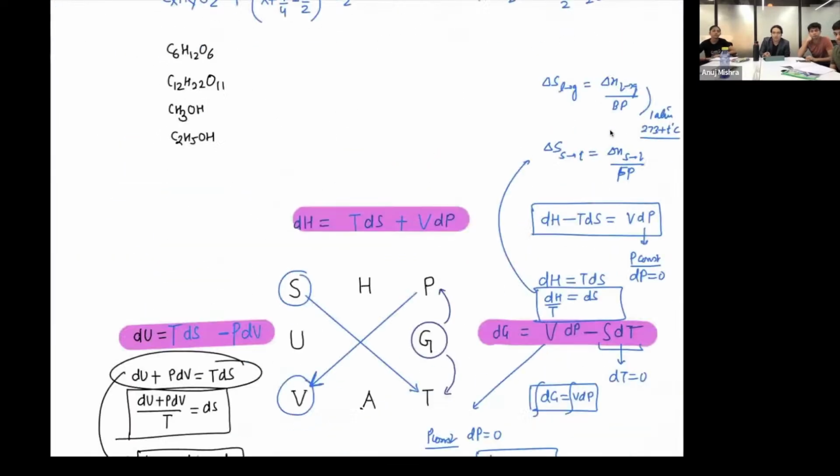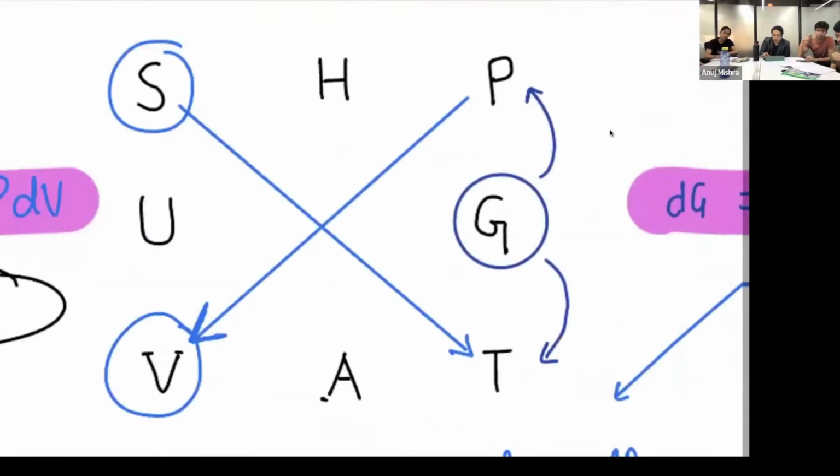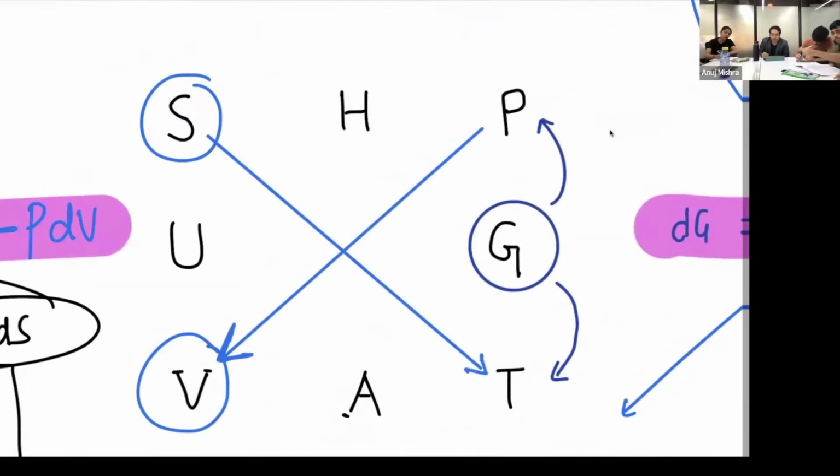Come to the next. Write down this diagram. Draw it. Look carefully in this diagram, it's written SUV, VAT, SHP and PGT. SUV, VAT, SHP and PGT.